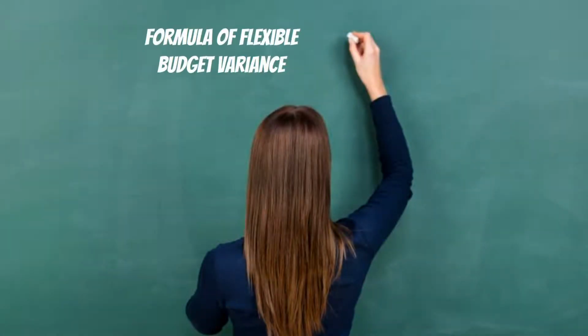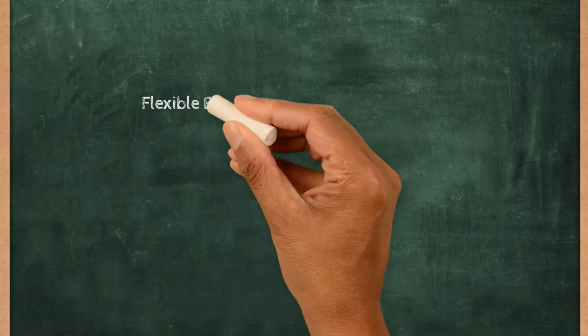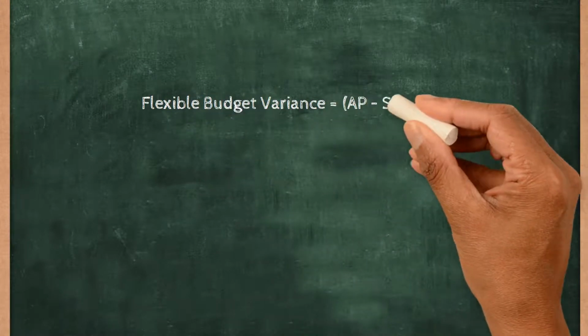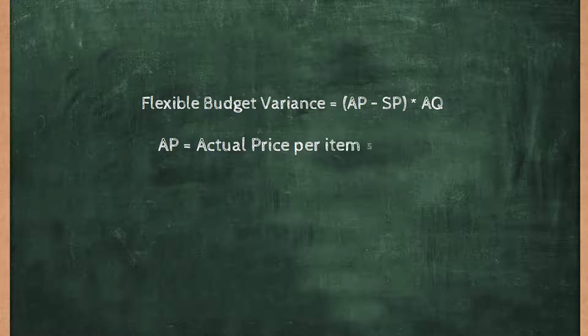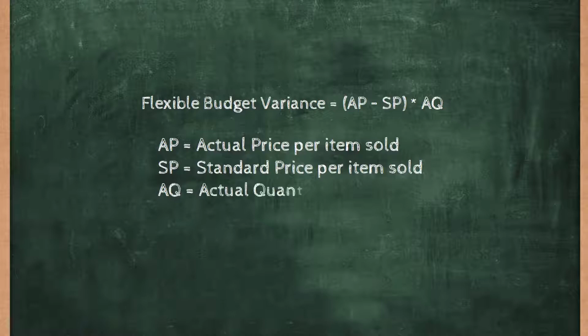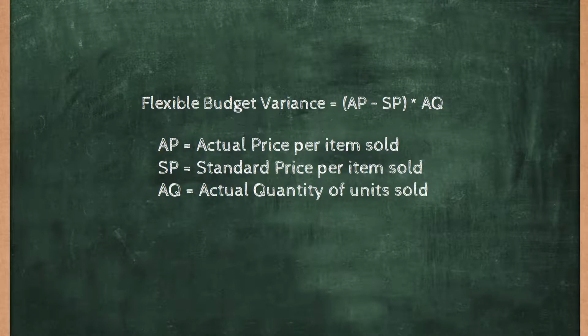Formula of flexible budget variance. Flexible budget variance is equal to the AP minus SP. The result is then multiplied by the AQ, where AP is equal to the actual price per item sold, SP is equal to the standard price per item sold, AQ is equal to actual quantity of units sold.